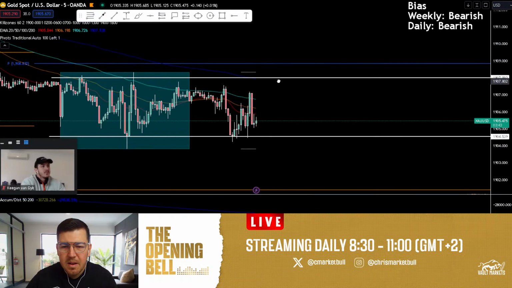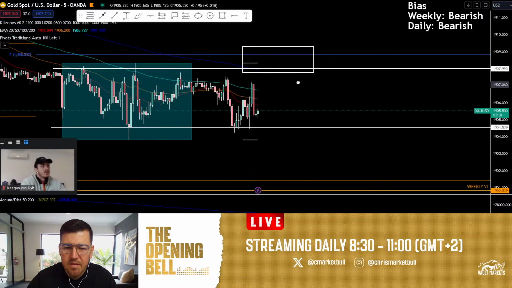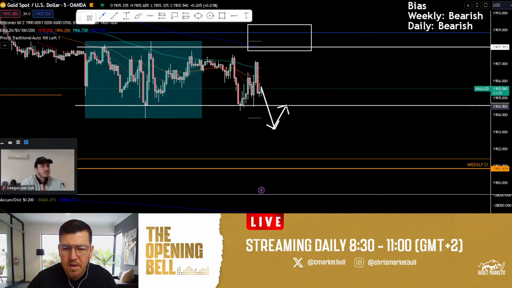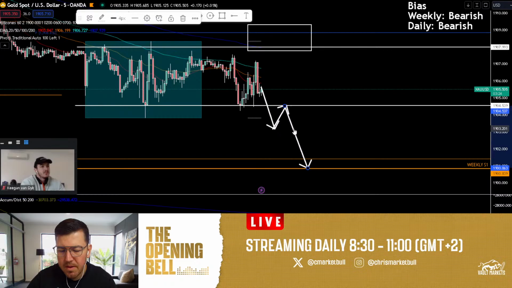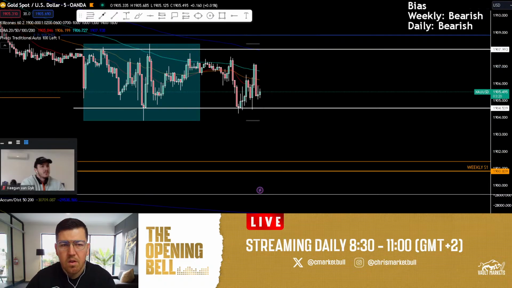Obviously, highest probability trade would be to trade from these Asia highs and from this pivot level. But if we get something like this pre-market and a retest and a failure to close back inside of the Asia range, we could actually target these 1900 levels. Quite a big, round, significant number on gold.